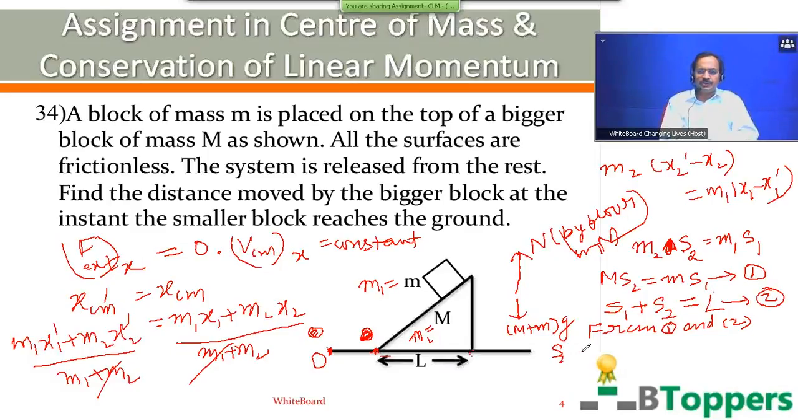So you get S2 equal to small m by capital M plus small m into L. S2 is the actual distance moved by the bigger block with respect to a stationary observer on the ground. S1 is the horizontal component of the actual distance moved by the smaller block with respect to a stationary observer on the ground. If you want to copy the solution of the problem, you can pause and copy it.